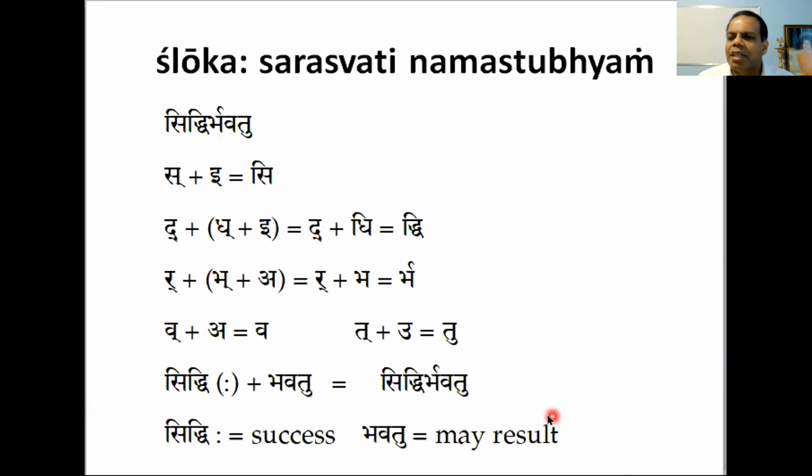This is also another sandhi. There are two words. Siddhihi is the original word, plus bhavatu. So the visarga becomes ir. Siddhir bhavatu. Okay. So again, the concept of sandhi comes into play here. Siddhi means success. Bhavatu means let it be.